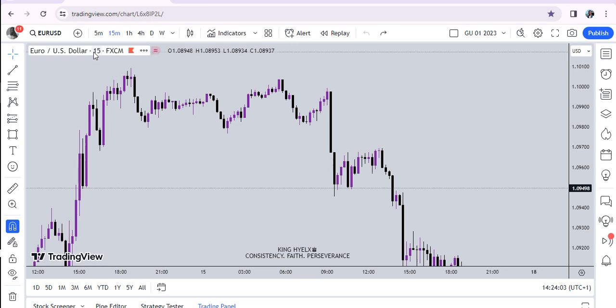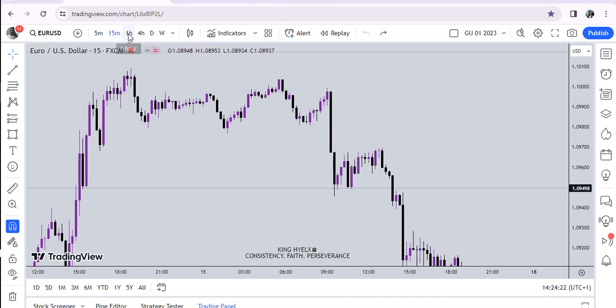So okay, now we're on the 15 minutes time frame. As you can see here, 15 minutes, which means each of these candles is 15 minutes. As you can see, this one says 9 o'clock. The next one says what? 9:15. That's because we're on the 15 minutes time frame.